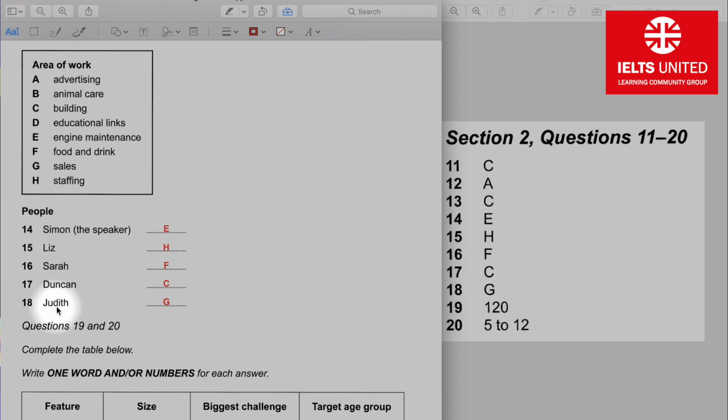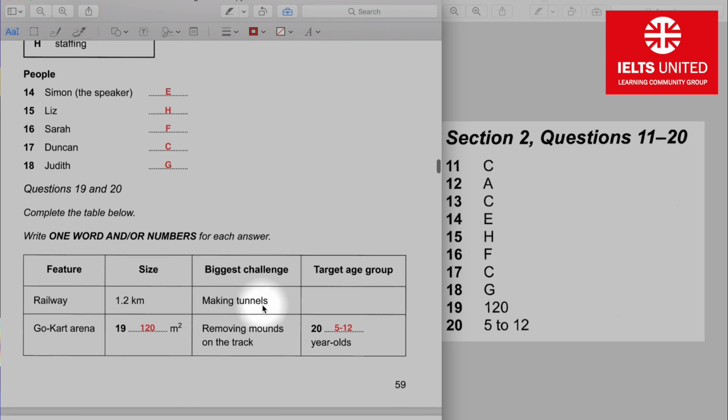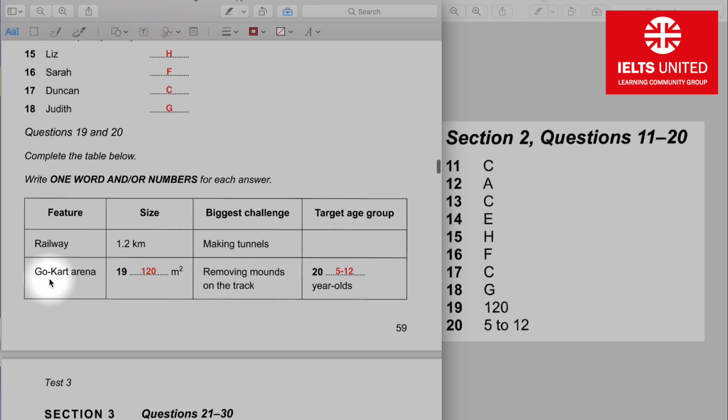And Judith was responsible for the things that they sold at the park, and that was sales, so that was G. And yes, we have G here. And in the table, we had to say about the go-kart arena, the size of it was 120 metres, so yes, 120 metres, and the ages that were targeted, that were supposed to use that, were 5 to 12-year-olds, that's 20, and we had that correct. So if you made many mistakes there, feel free to go back and listen again. If you want to, you can use the subtitles if you're using YouTube on a PC.